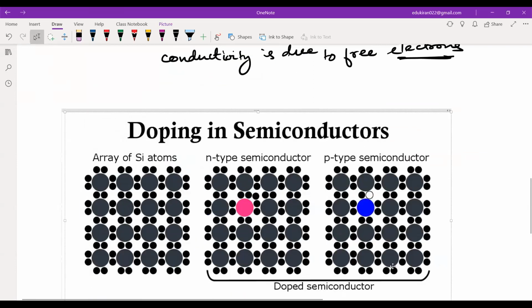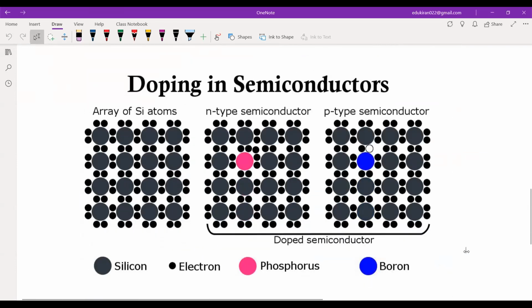So mainly semiconductors are group 14 elements, and we have taken one example, which is silicon. Now here we have silicon atoms, all bonded with each other, right? Each silicon has 4 atoms bonded to it, right?